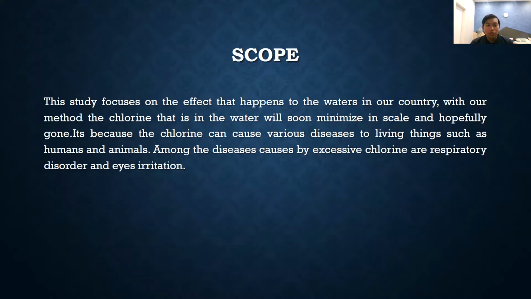So this is the scope. The study focused on the effect that happened to the water in our country. With our method, the chlorine that is in the water will be minimized in scale and hopefully gone. It is because chlorine can cause various diseases to living things, such as humans and animals. Among the diseases caused by excessive chlorine are respiratory disorder and eye irritation.